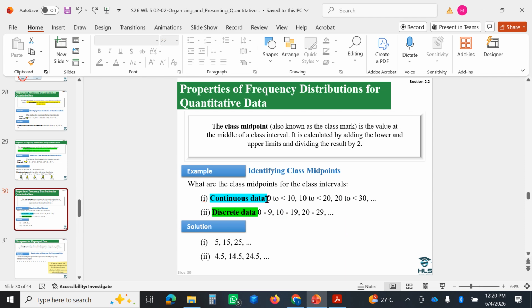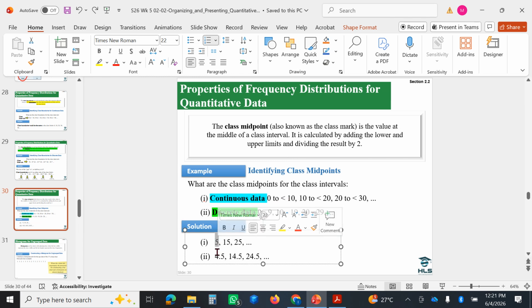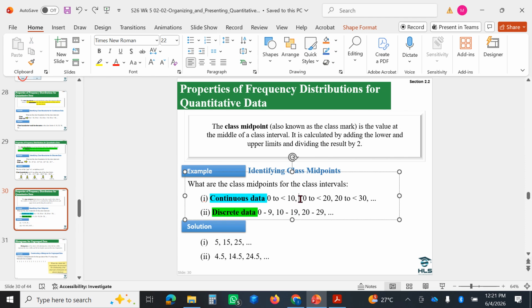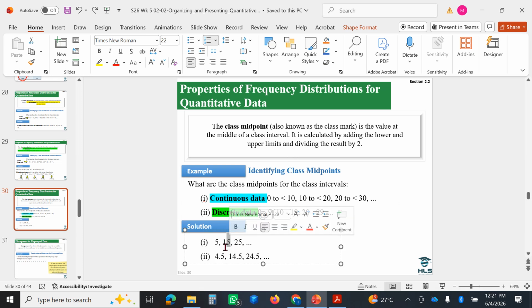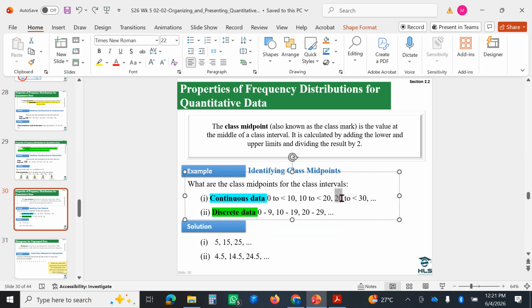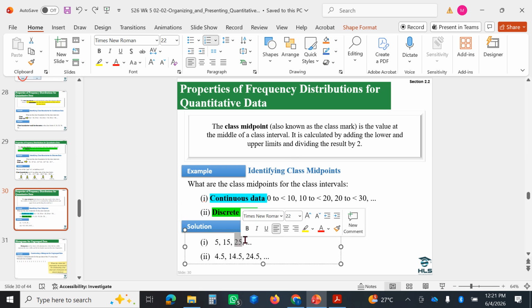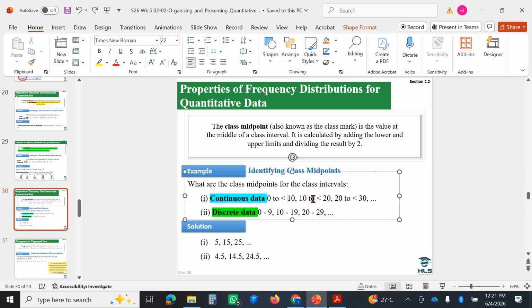Here I've got continuous data: 0 to under 10, 10 to under 20, 20 to under 30. And the midpoints there: you add 0 and 10, divided by 2, you get 5. This one here, 10 plus 20 is 30, divided by 2, 15. And here, 20 and 30, add those up is 50, divide by 2, 25. And you'll see that it falls in between, as it should.